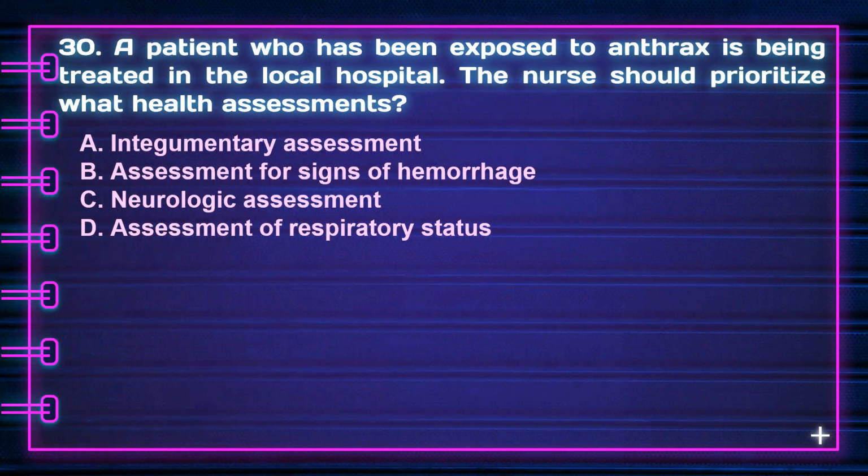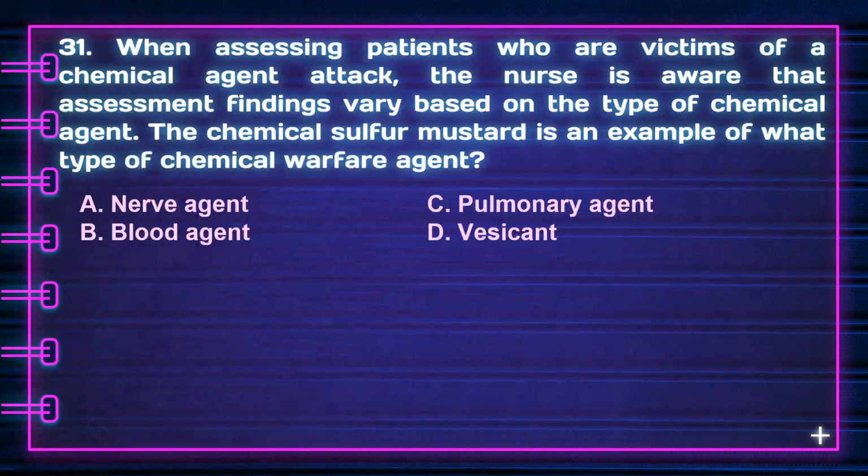Assessment of respiratory status. Of course, we know that anthrax affects the airway and includes respiratory distress, and there will be presence of stridor, hypoxia, diaphoresis, hypotension. So therefore, the priority is letter D. After that, we talk about the neurologic assessment. Next is the sign of hemorrhage, and then the integumentary system is the fourth. 30, letter D.